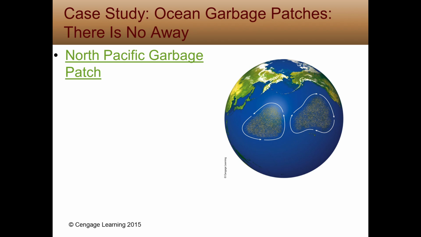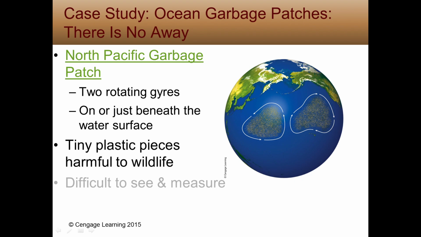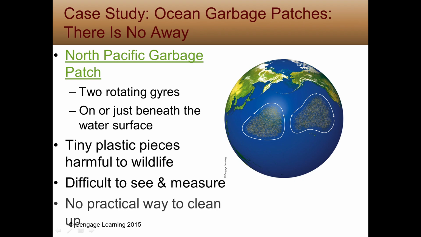So believe it or not, there are two. This was discovered the year I graduated from high school. Like it's relatively recently. I'm kind of old, 1997. But you have these two big rotating circles of plastic that are just beneath the surface of the ocean. Both of them are the size of Texas, which is nuts.